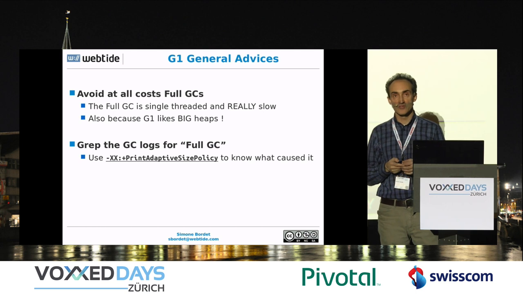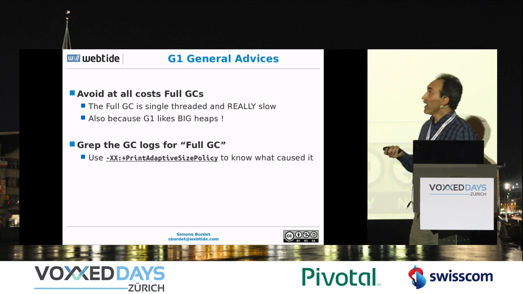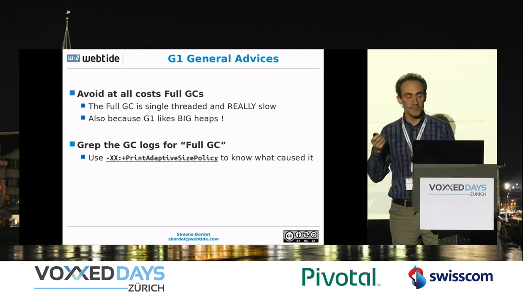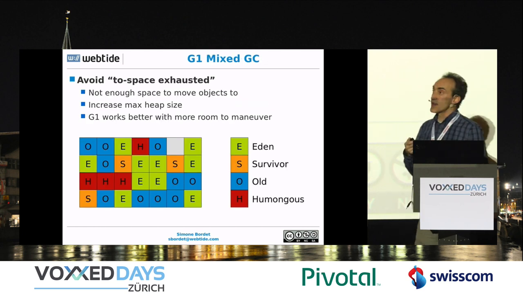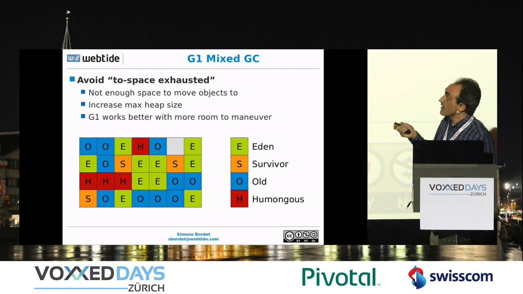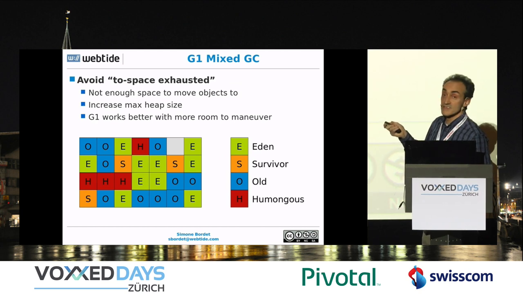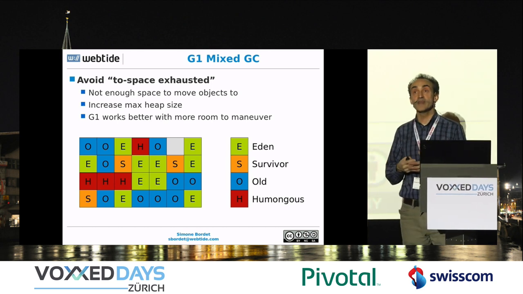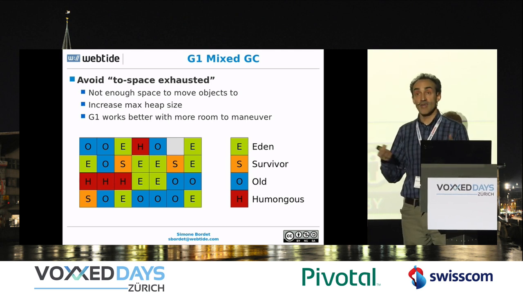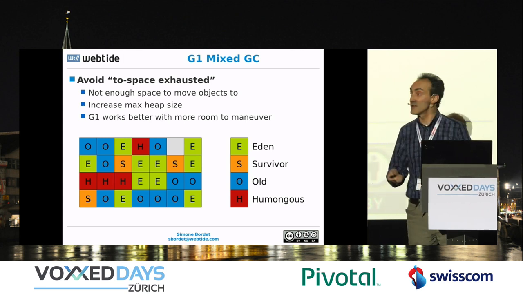So avoid full GCs at all cost. This is like a mantra that we have to repeat every time. And why? Because full GCs in G1 are single threaded, and believe me, they are really slow and you don't want to go there at all. Avoid another situation, which is this one. You have free space, but whenever you have to collect all the eden regions and survivor regions, it may be that they don't fit into this single region. That situation is called to-space exhausted. You don't want that. When you encounter to-space exhausted, it means that your heap is too small. You have to enlarge your heap and give room to G1 to function properly.